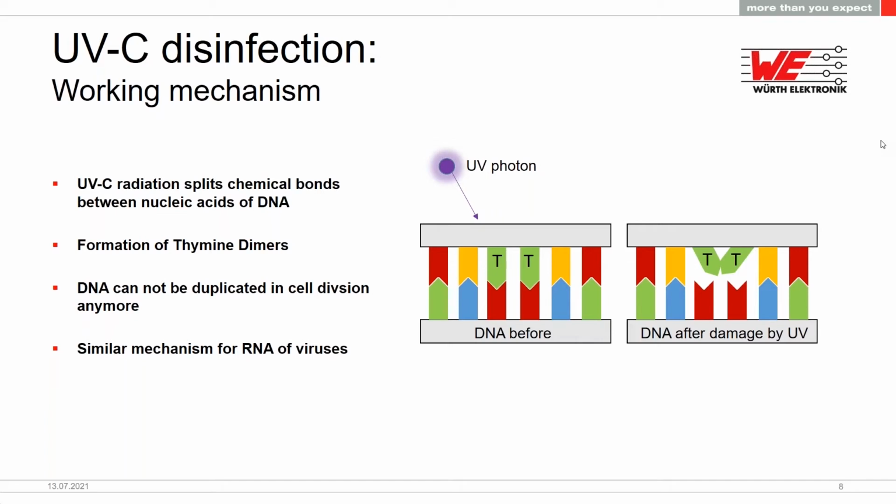And a similar mechanism happens for the RNA of viruses. The RNA in viruses doesn't have thymine, but it has uracil. But the mechanism is similar to these thymine dimers. So basically, you can damage the DNA, but also the RNA of viruses.